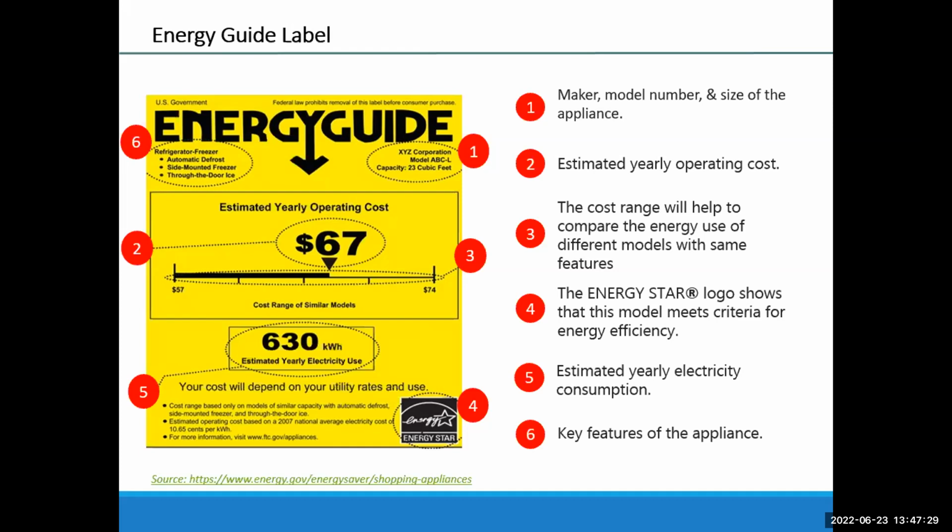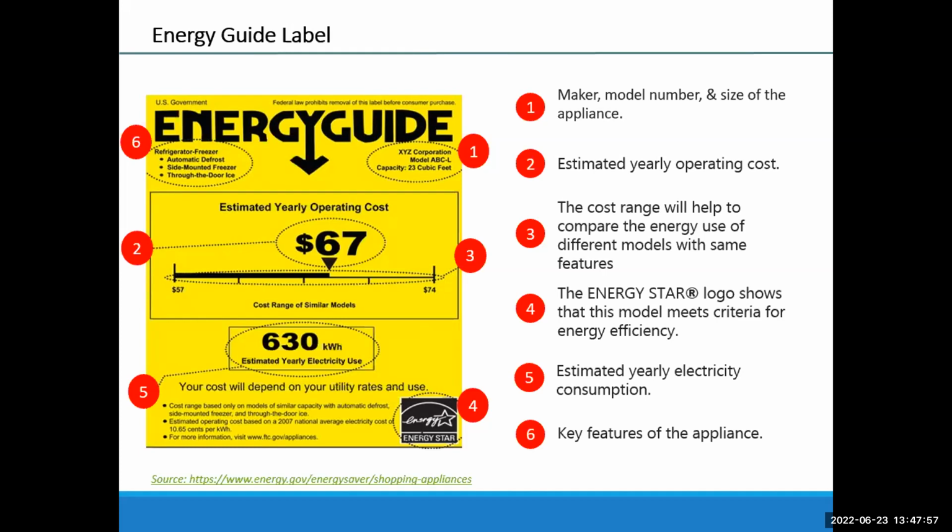Number 2 is the quantity of energy cost savings in a year. It varies, and they have also given some cost range of similar models here. That means it is comparing with similar models, where this model stands. And number 3 is, as I explained, the cost range, which will help us compare the energy use of different models with the same features.